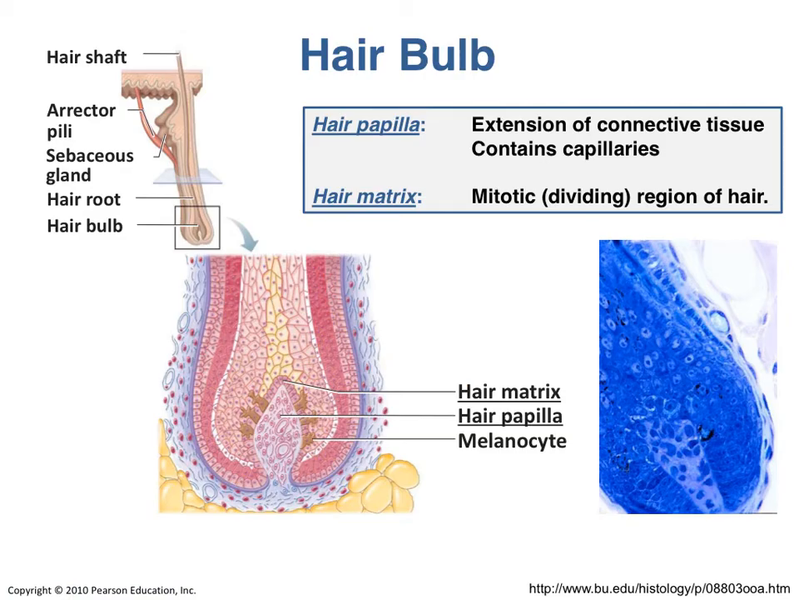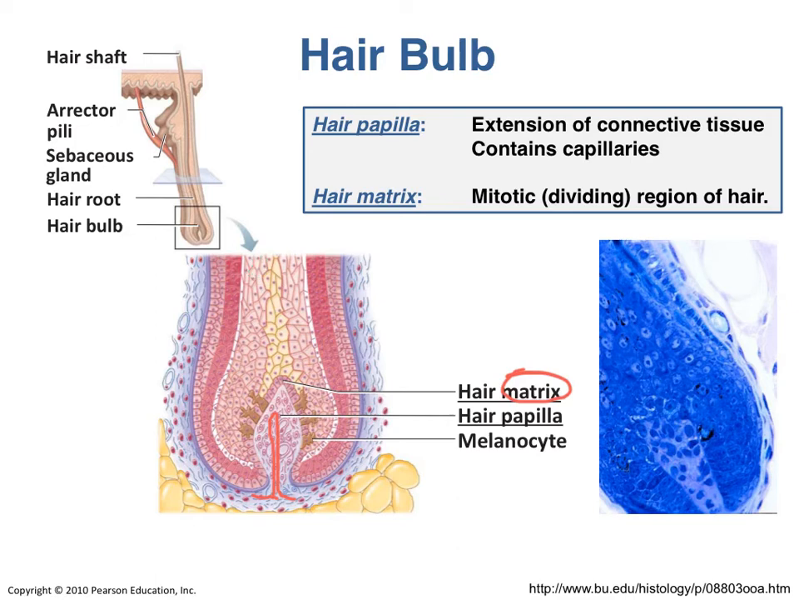In these images, we're zooming in on the hair bulb itself. You can see you have the hair papilla down here, and this is like the dermal papillae that we talked about in the Anatomy of the Skin video. This is just a little extension, a little bump of dermis that extends up into the hair bulb. There are capillaries inside that to bring nutrients and oxygen to the hair matrix, which is the actually dividing region of the hair. So if your hair is growing, that's because the matrix is dividing and pushing cells up and out.